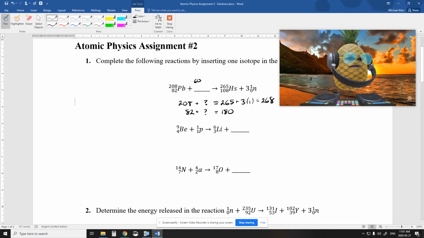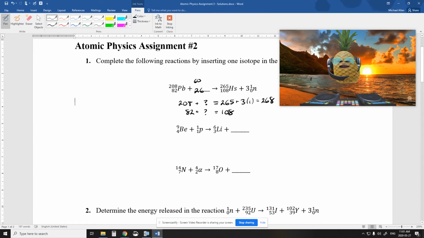Oh, it's 108, not 180. We gotta fix that. There we go. 108, because 98 didn't seem right at all. That makes more sense. We got a 26.